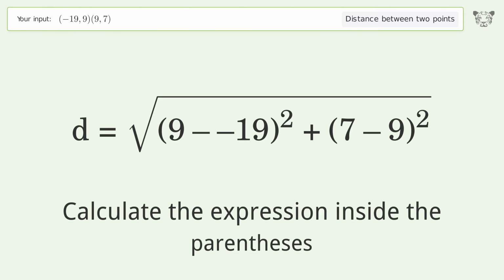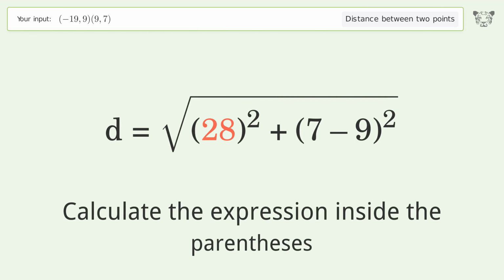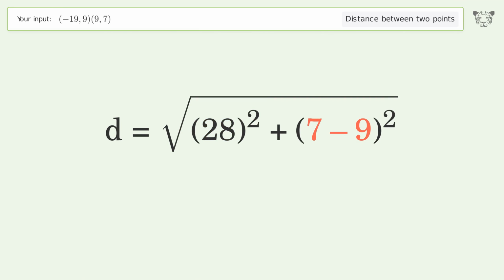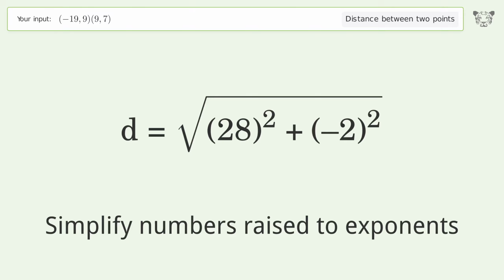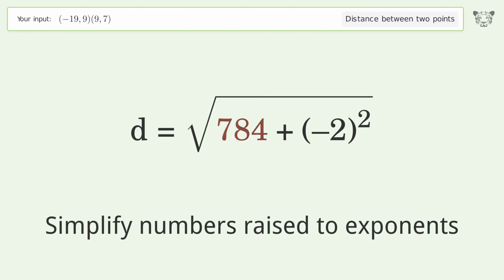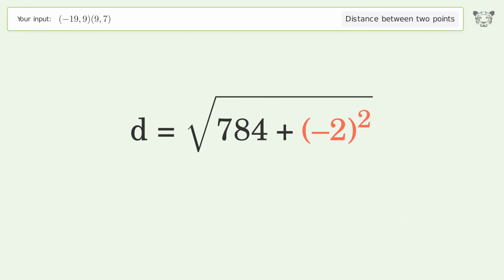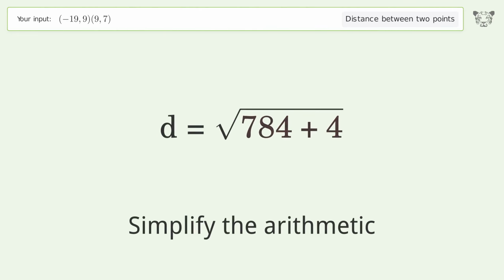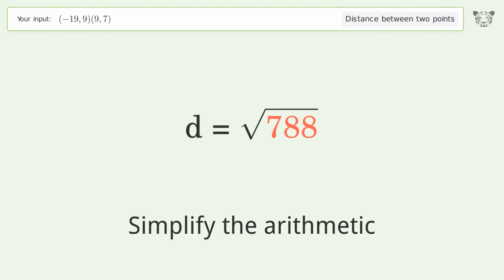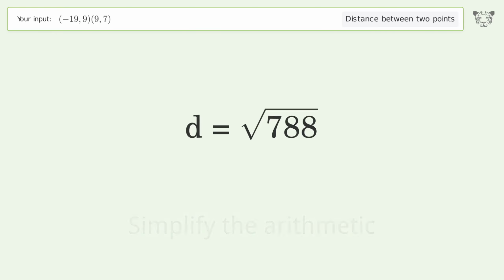Calculate the expression inside the parentheses. Simplify numbers raised to exponents. Simplify the arithmetic. And so the distance between the 2 points is the square root of 788, or 28.071.